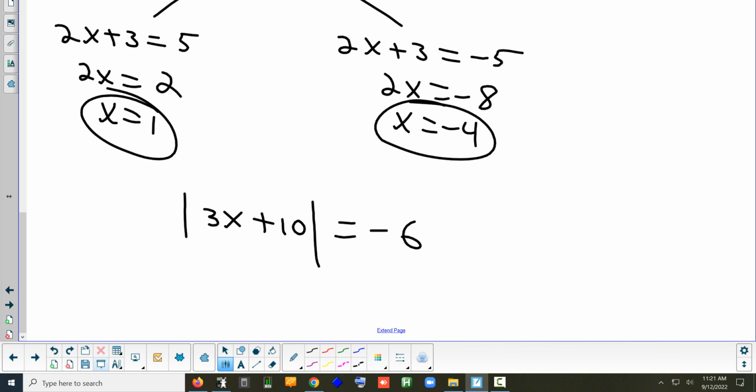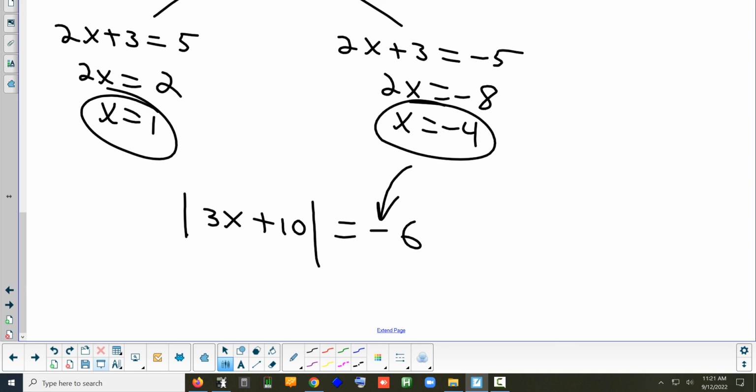It's not gonna work because an absolute value can't be negative. You can never take the absolute value of something and have it equal a negative number. So if you split this problem up and solve it, you will get two answers. But they won't work because you cannot take the absolute value and have it equal to a negative.